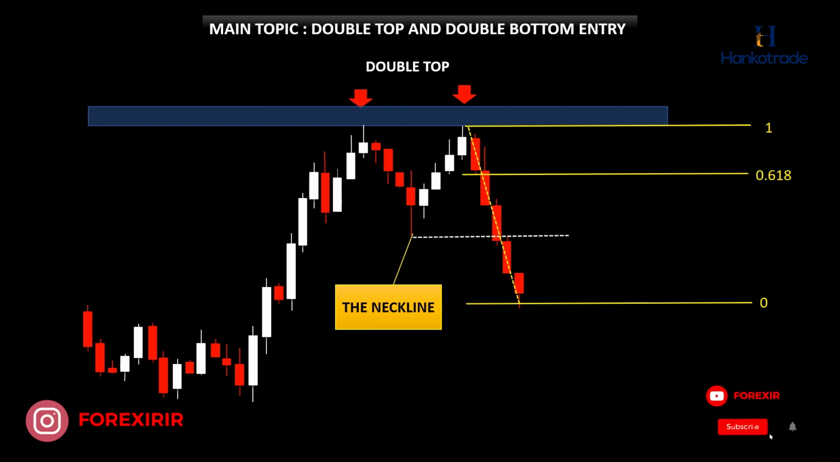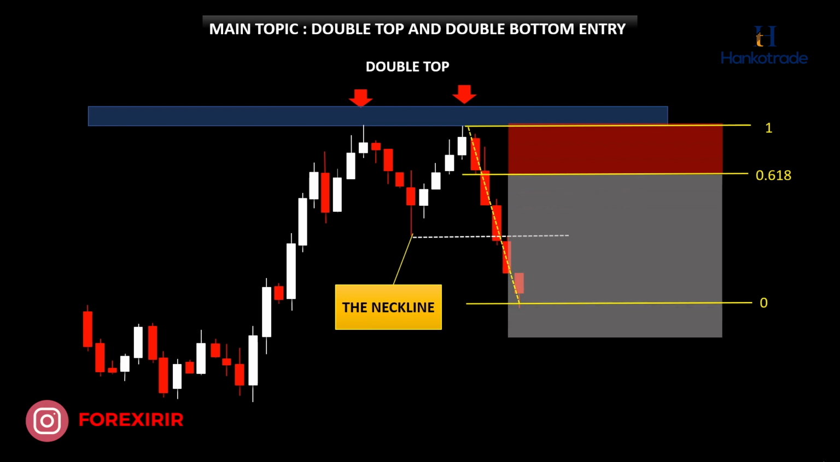We combine these patterns with the 618 Fibonacci retracement to optimize our trade entry. After the neckline break, we use the retracement tool, which can be accessed in the Indicators tab, and apply it from the start of the move to the end. Then, we place our sell limit order precisely at the 618 retracement level for short trades.